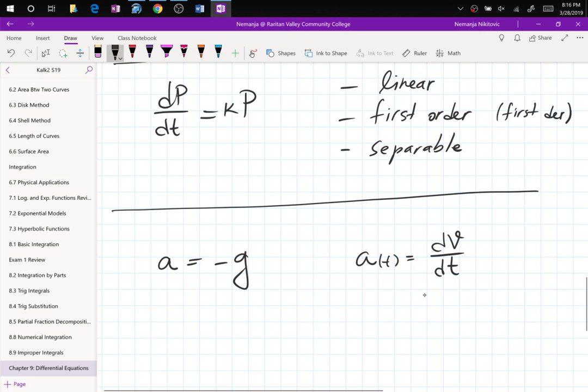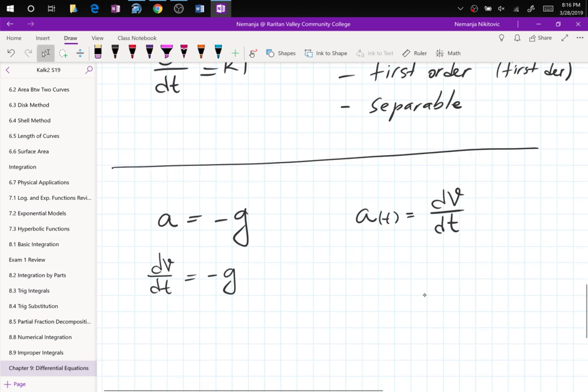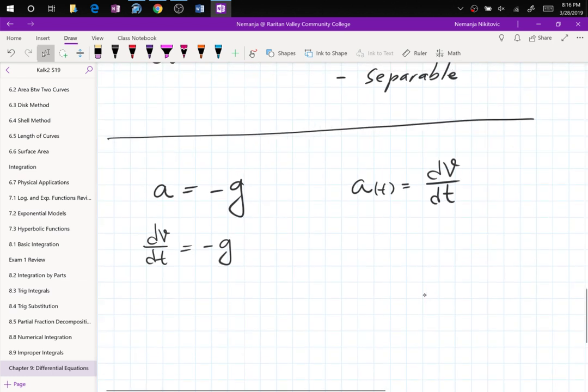You know that when you push your accelerator pedal, your speed goes up. When you push brake, speed goes down. So acceleration changes speed, velocity. So we are going to replace dv dt for a minus g. Hello, differential equation. I have dv dt, which is a derivative, equal a constant. We immediately separate variables. So dv is equal to negative g dt.